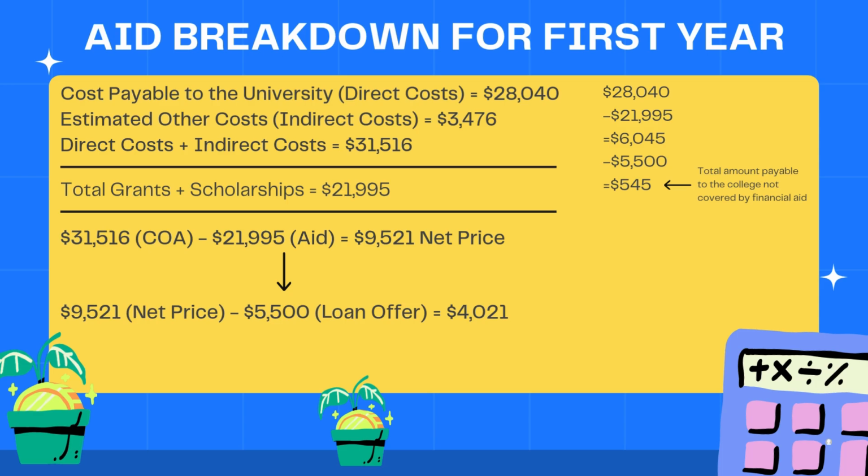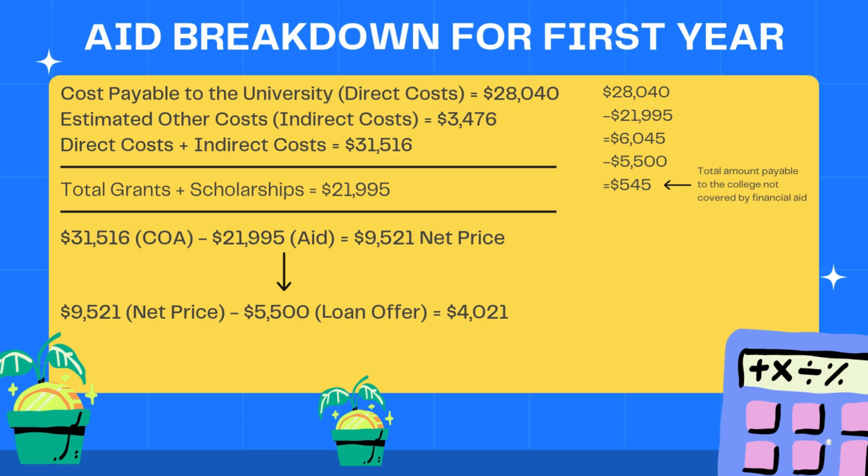Whenever we take that net price and subtract the loan offer, we get a total of $4,021. So if the student in this case were to accept all grants, scholarships, and loans, the total cost outside of those aid offers that they would owe to the school would be $4,021 for the 2024-2025 school year, which was the aid year for that financial aid award letter.